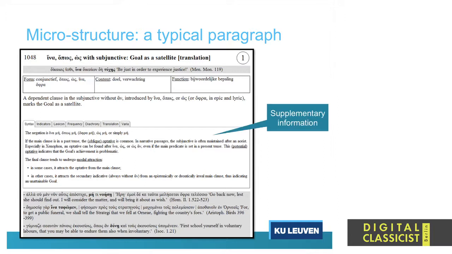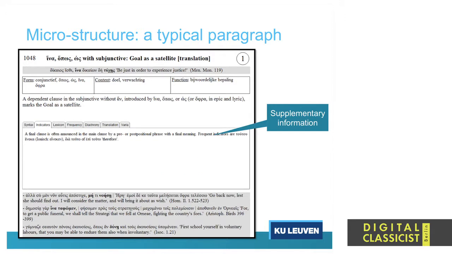Underneath the rule, we'll find supplementary information. This information is organized into a number of categories: syntax, lexical information, frequency information, etc. It's not always as much as it was in the syntax case. In the case of indicators, that's just one sentence or two. We've decided to keep this supplementary information separate from the actual definition, because in classical grammars you often get a very long definition and it's very hard to see the essence of the rule.